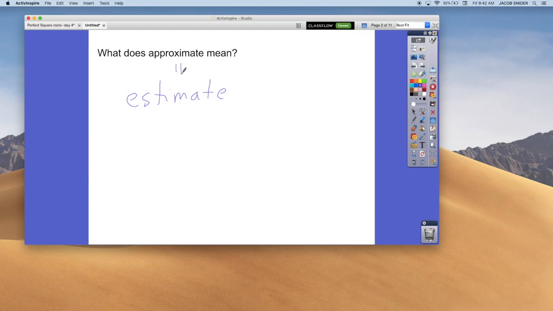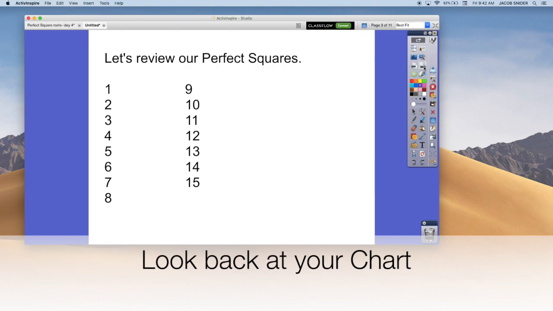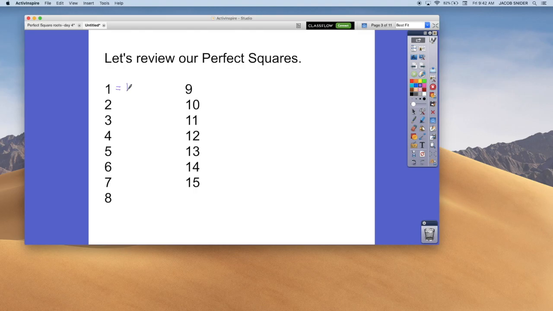We're going to come up with some different tools, some different techniques that we can use so that we can approximate and estimate our square root. So, real quick, let's review our perfect square roots from the other day, from Friday. If we look at this, 1 times 1 equals 1. You might have your chart from Friday that I wanted you to write down. If you don't have it, get it down now. I want you to memorize these first 15. Your life will be so much easier.